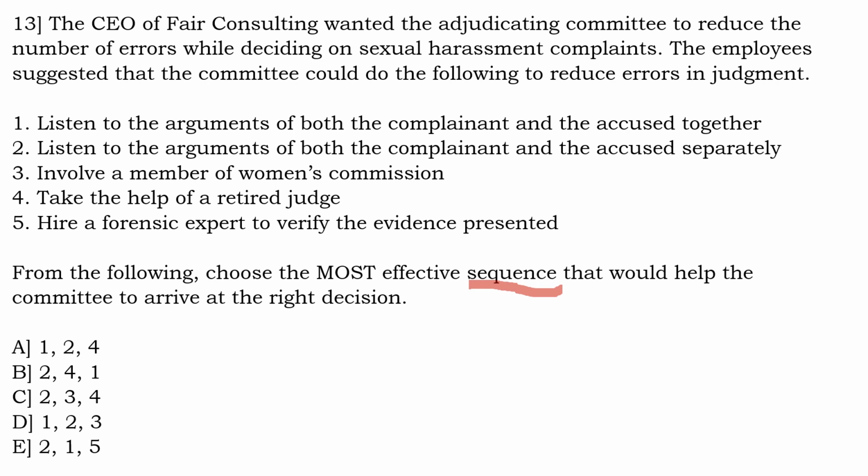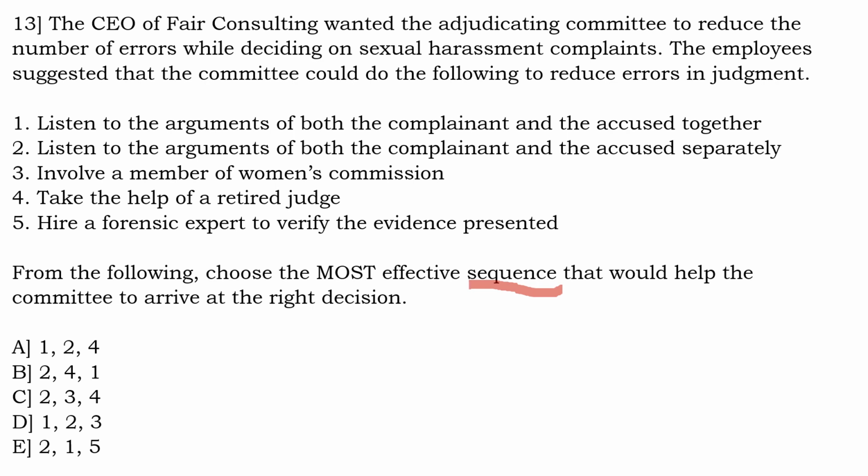Once you listen to both of these people separately, the next obvious step would be to listen to both of them together, so that any abnormalities or discrepancies in the testimonies or statements of the complainant and the accused can be cross-checked and verified, and they can also counter the facts raised by the other person. So the first option will be next in the sequence. The second strategy is the first thing the committee has to do. Then you have to do the first one, listen to the arguments of both of them together.